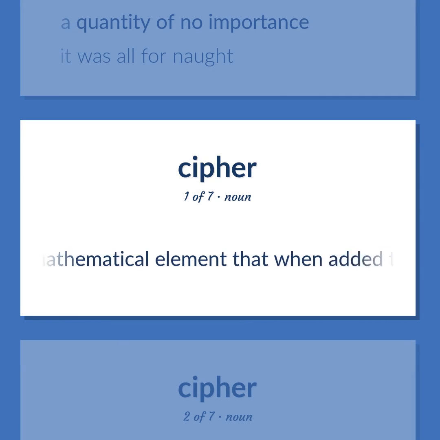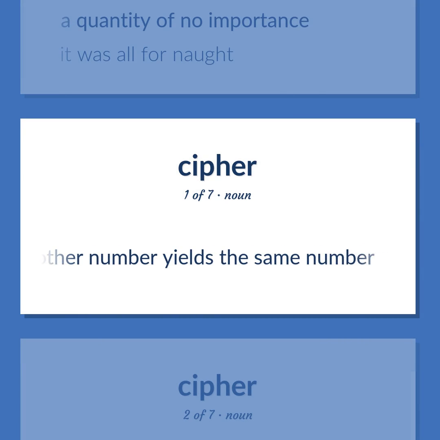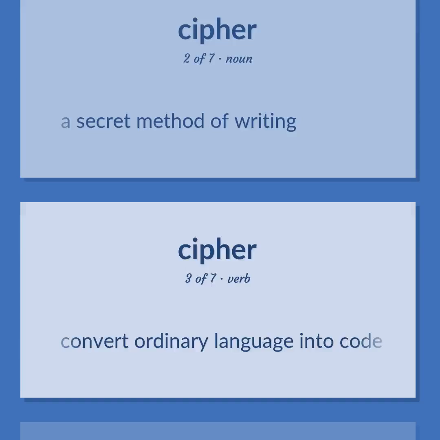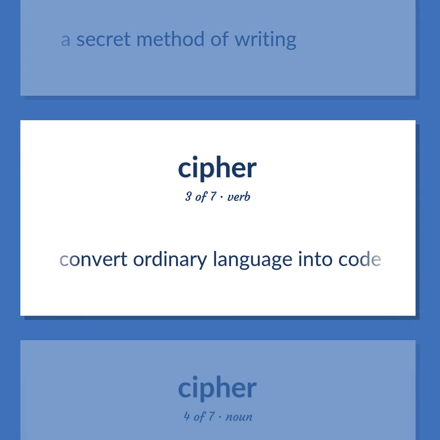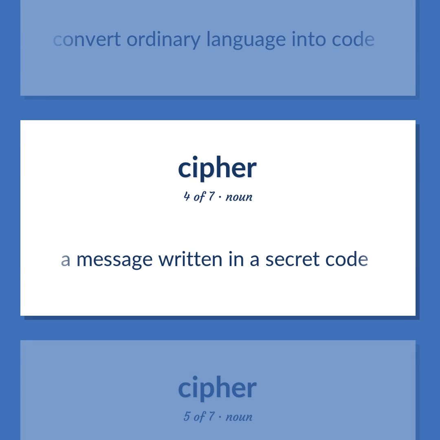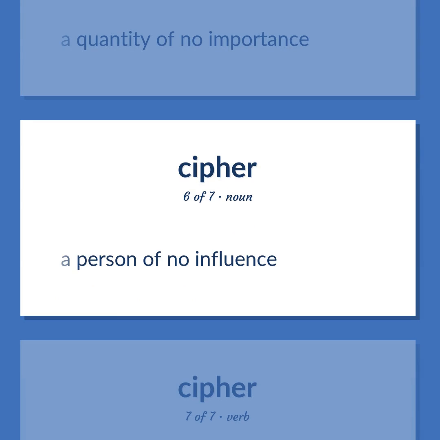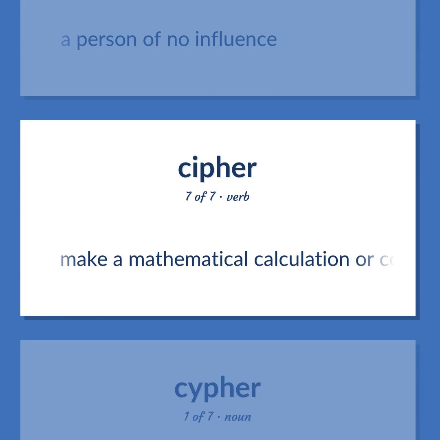A mathematical element that when added to another number yields the same number. A secret method of writing. Convert ordinary language into code. A message written in a secret code. A quantity of no importance. A person of no influence. Make a mathematical calculation or computation.